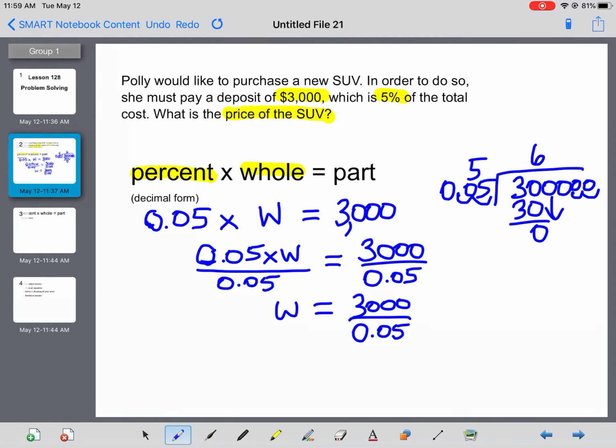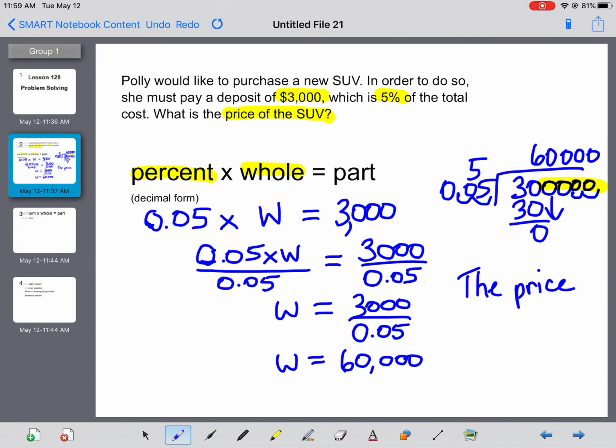And then we start the work of bringing down all these zeros. Now, I'm not going to show you because what's going to end up happening is we just have all zeros up there because all of these numbers over here are zeros, and we're not going to end up with anything other than a 0. So we get to the answer of 60,000. So 3,000 divided by 0.05 is 60,000. So our total cost for the vehicle is $60,000.